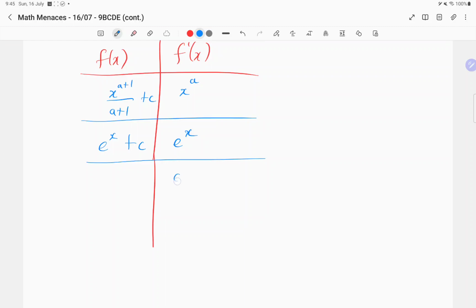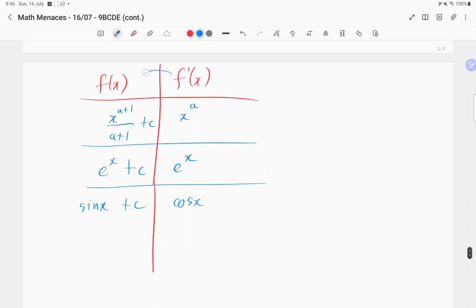Okay, and then the next one would be sine x or cos x. When you antiderive cos x, you get? Negative sine x? No, just sine x plus c. Because you derive sine, you get cos. So when you antiderive cos, you just get positive sine, but with an unknown constant. Does that make sense? Yeah, because when you derive it, you get that, right? So when you antiderive, it's still sine x.